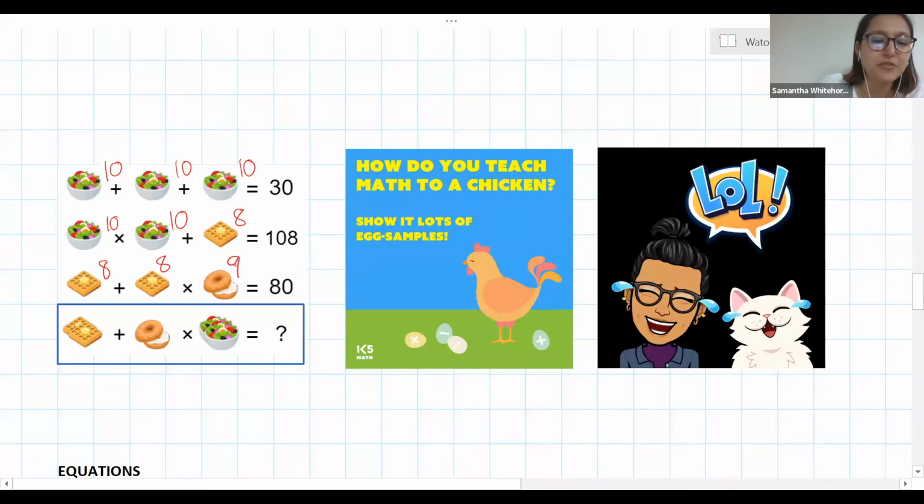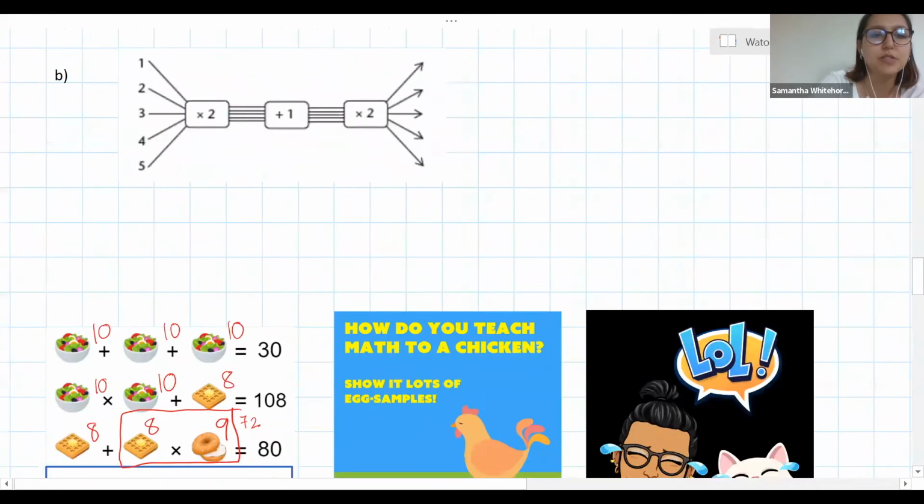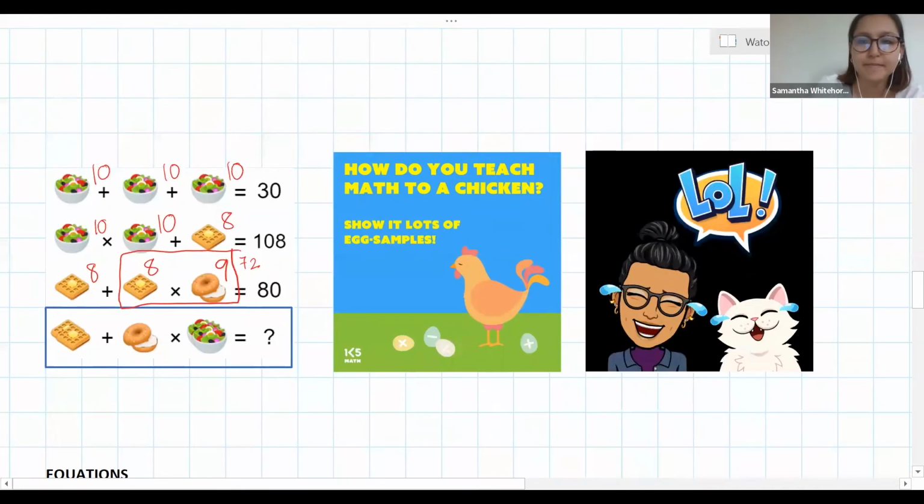Okay, can I stop you there for 2 seconds? Guys, just remember that multiplication has to happen first. So 8 times 9 gives us 72, and then plus the 8 gives us 80. Okay, carry on. And then for the last sum, there are 2 waffles. So I said 8 plus 8, which gives me 16. So 16 plus 9 times 2 salads, which makes it 20, which equals 196. Good. So guys, again, do the multiplication first. 9 times 20 is 180.